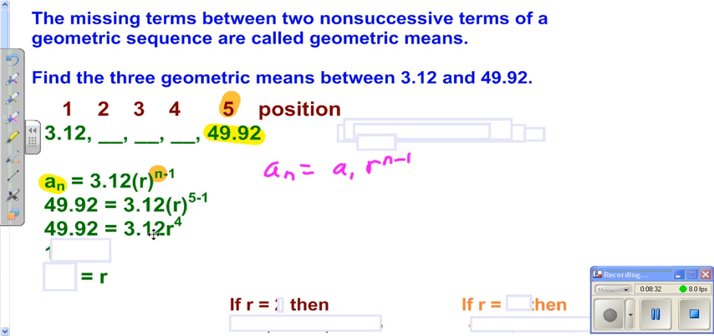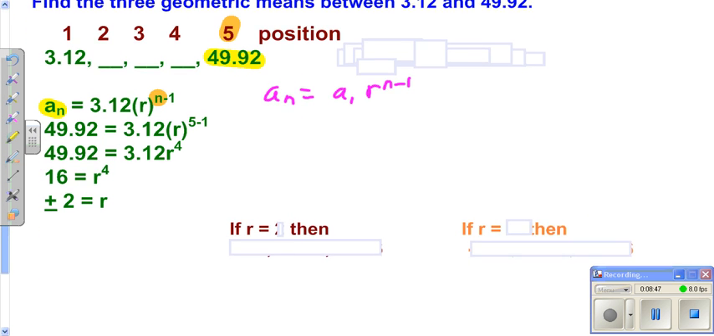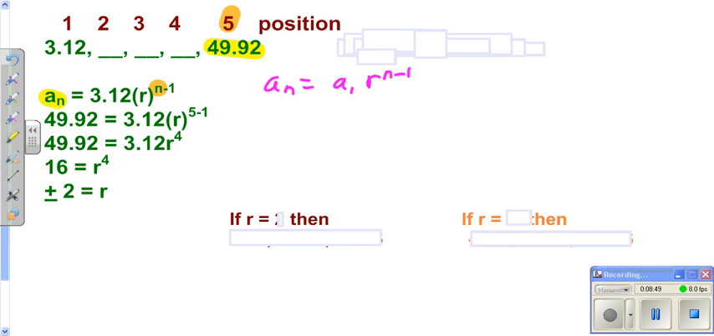To solve this, I have to get rid of the 3.12, so I'll go ahead and divide. I get 16 equals r to the fourth. Take your fourth root, and you really get a plus 2, or you can also have a minus 2. So then let's go ahead and list these out. We're going to actually have 2 different sets. One where r is a positive 2. So remember to go from here to here, you're going to multiply by r, so you're going to multiply by 2.